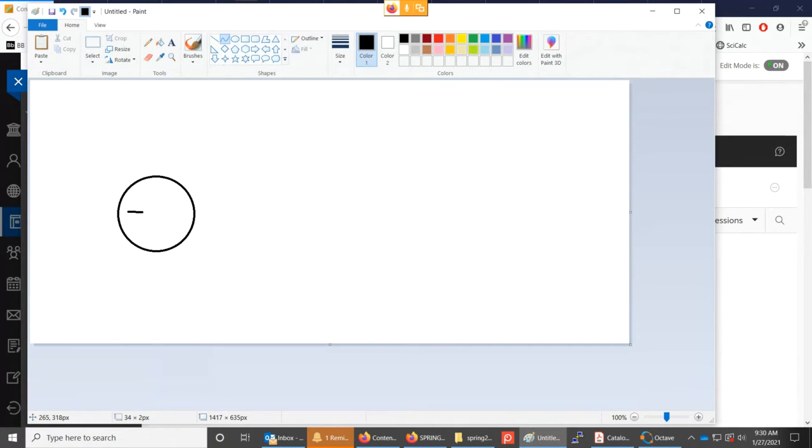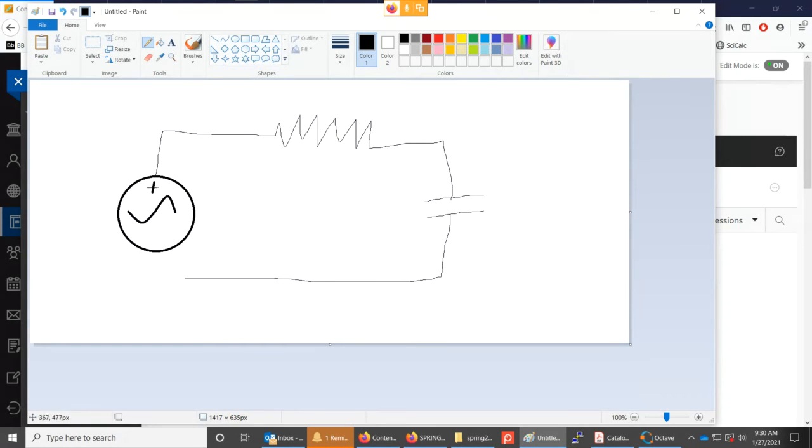A voltage source outputting a sine wave, and then we're going to have a resistor, and then we're going to have a capacitor. All right, so we have some resistor with a value R and a capacitor C. My drawings are really rough here.